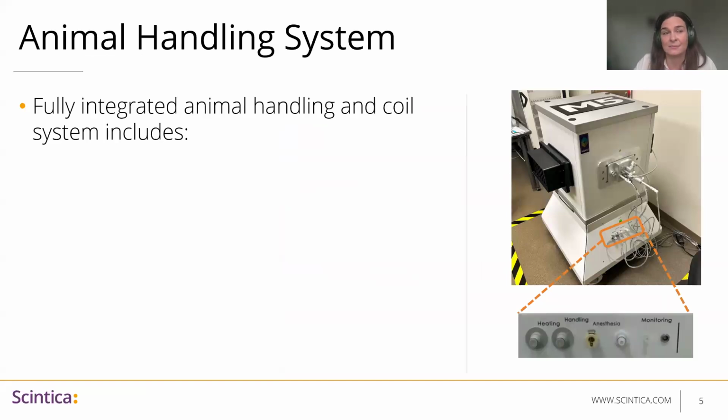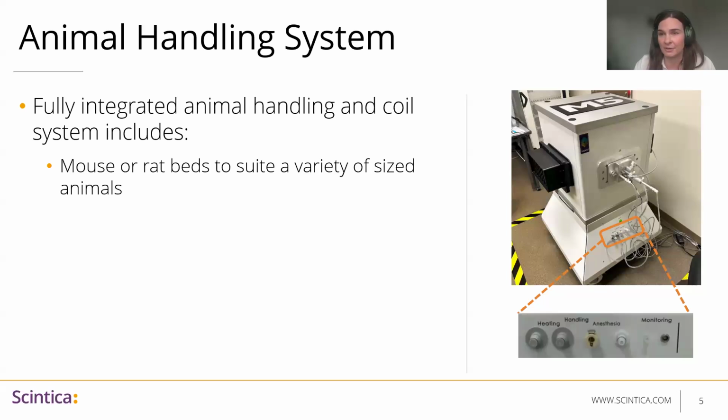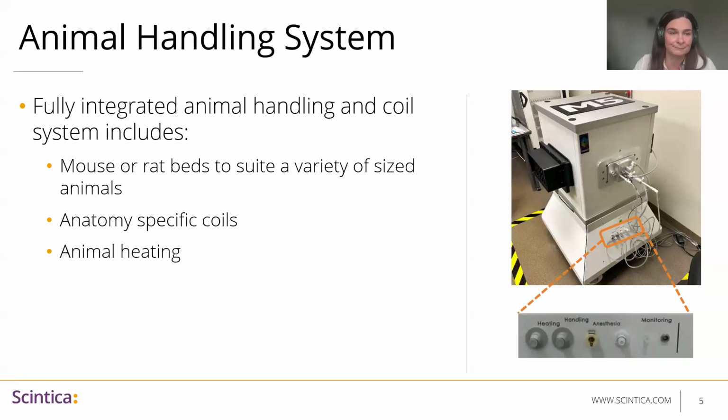So our animal handling systems are also fully integrated both with a bed and a coil. We typically delineate between mouse and rats. Oftentimes our rat beds can be used for slightly larger or smaller species of the same size, like hamsters. We also provide anatomically specific coils, so we do split into head and body coils. If you use the system at UIC or another M-series system, you'll see that we oftentimes split into a mouse head coil or a rat body coil. We also have larger body coils for animals of a larger size.